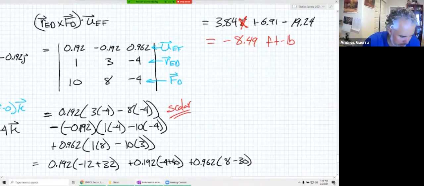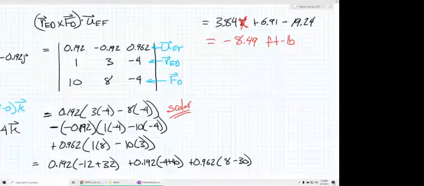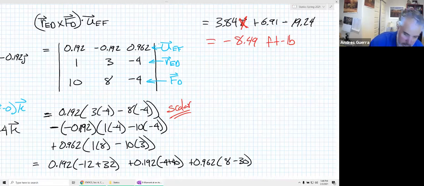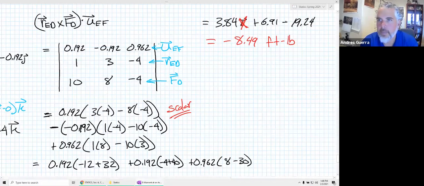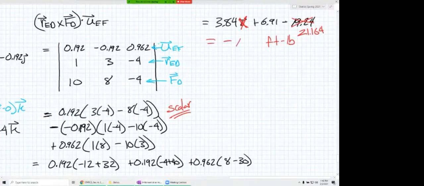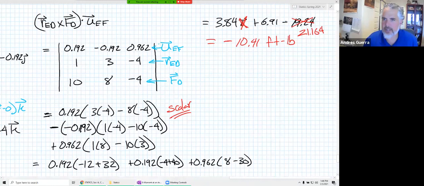3.84 plus 6.91 minus 19.24, I get negative 8.49. At least for me, I got a different value for the last one, the 0.962 times 8 minus 30. I got negative 21.164. So 22 times 0.962, 21.164? Yeah. And then this makes the overall thing negative what? I got negative 10.412, but you might want to check that. Anybody else get that? Yep, I got that too. Awesome. Yay, we did it. Which is the answer I have written down in my notes. So I'm not sure what's going on. I'll look at that after class.